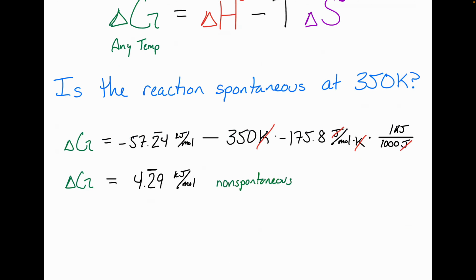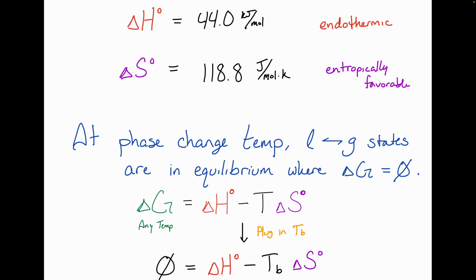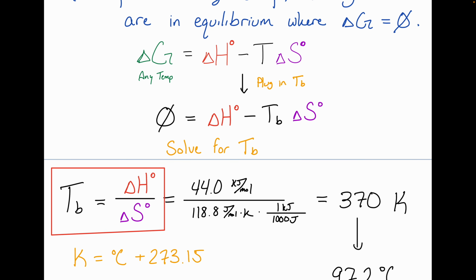And we took that a step further to talk about specific chemical processes called phase changes, where at that phase change temperature, our delta G is equal to 0. So setting that equation equal to 0 allows us to solve for that phase change temperature, which means that we can predict boiling points based on our thermodynamic constants as well.